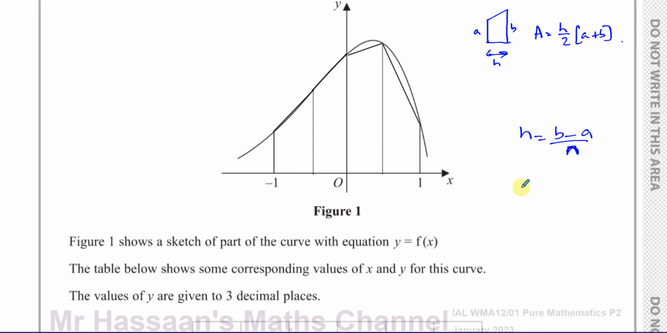So the first thing is you realize that h is basically the length from here to there, between -1 and -0.5 and 0 and 0.5 and 1.